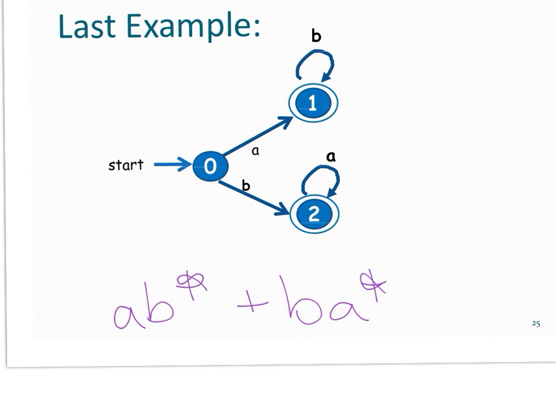And if you look at it, it says it's all the strings that start with an A and then have a bunch of B's, 0 or more B's, unioned with all the strings that have a B and then a bunch of A's. And sure enough, look, there's an A and a bunch of B's. And there's the other path that has a B and a bunch of A's. So it worked again. And if you made it to the end of this slide set, good job. This was long, but it's good stuff.